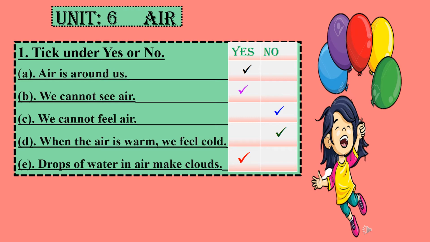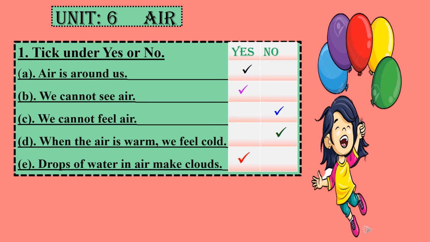Question number 1 on page 44 is tick under yes or no. What you have to do is read each sentence, understand its meaning and put a tick under yes or no. If the sentence is correct, you mark a tick under yes in front of that sentence, and if the sentence is wrong, you can see 2 columns are there, yes or no. So if the sentence is wrong, you have to tick in the no column in front of that sentence.